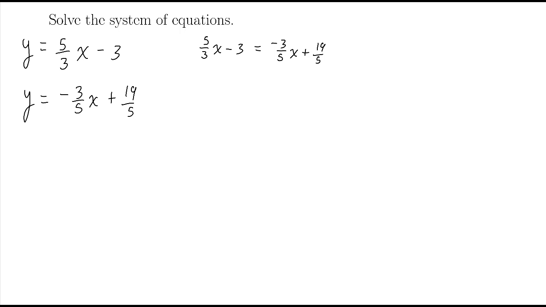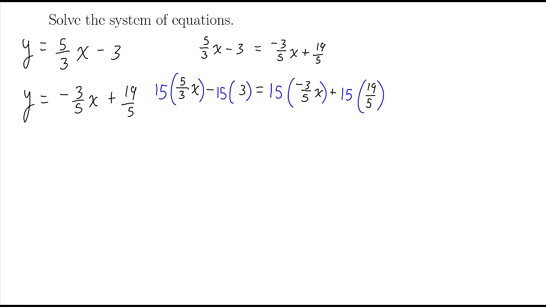First thing I want to do is get rid of all of these fractions here. I have denominators of 3 and 5, so the common denominator would be 15. In other words, 3 and 5 both go into 15. So I'm going to multiply each term by 15. Let me give myself some space to do that. I'm going to multiply every term by 15. That will eliminate all of my fractions.